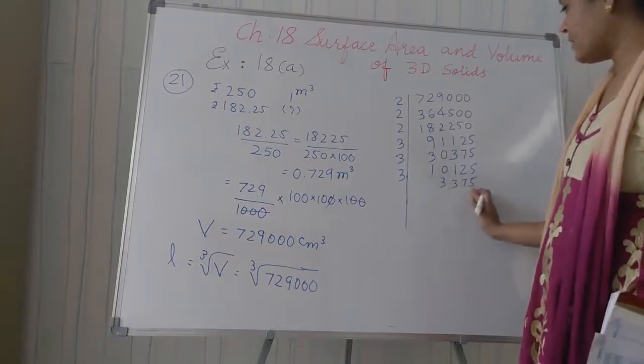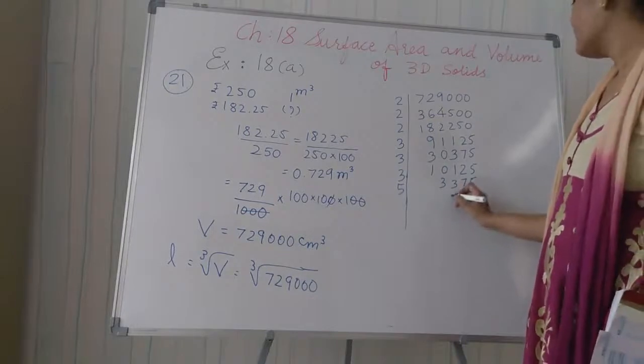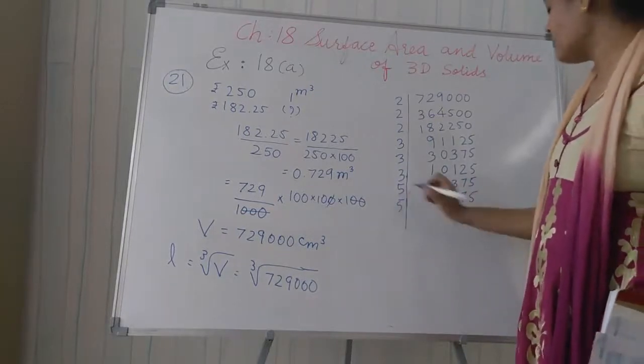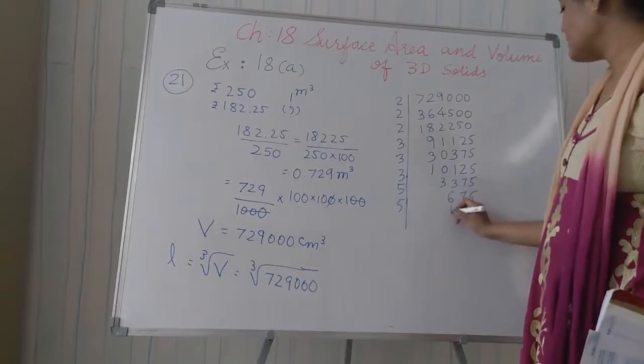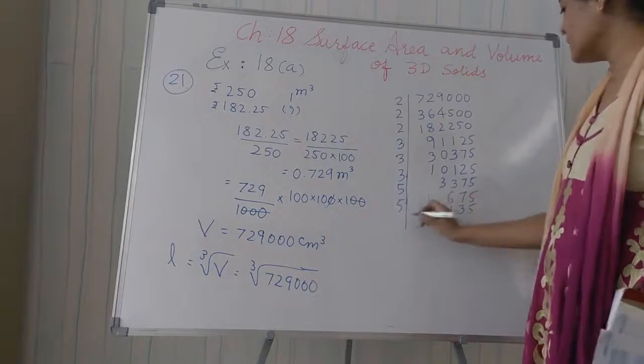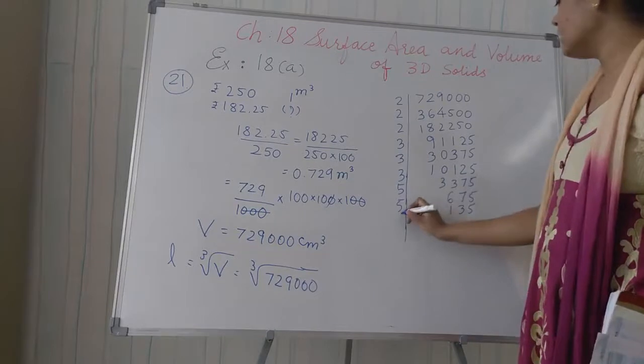Now the last digit is 5, so it is better to divide it by 5. So now 5 6s are 30. 5 7s are 35 and 5 5s are 25. Again by 5. So now 5 1s are 5. So 5 3s are 15 and 5 5s are 25. And again by 5 you take.